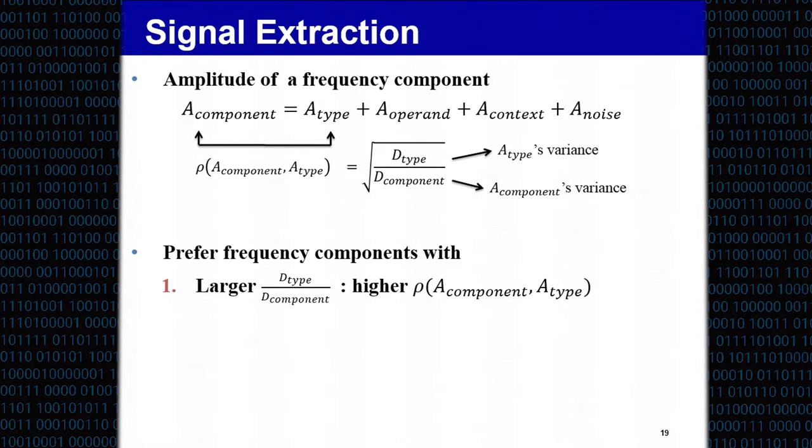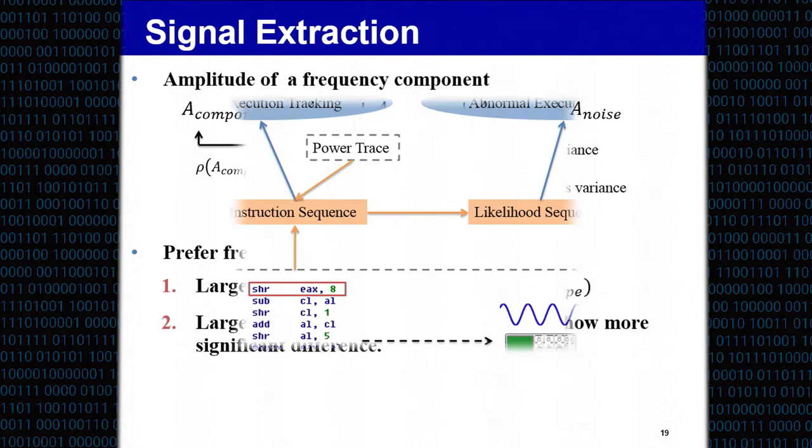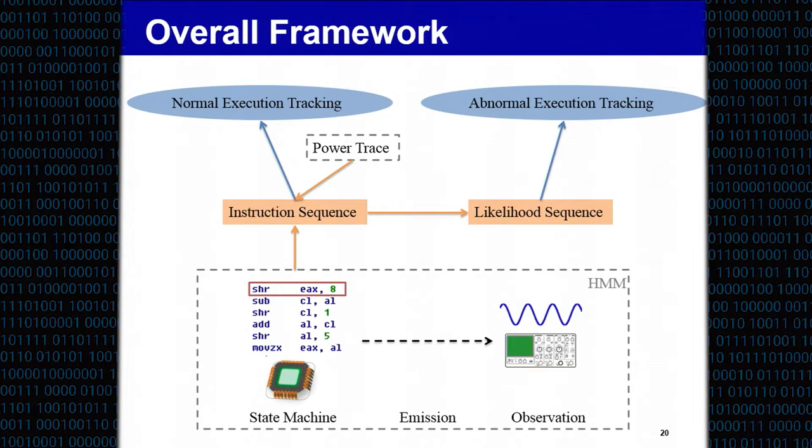First, it should have a larger D-type over D-component ratio, which means higher correlation. We also prefer frequency components with a larger D-type value, which means if the A-type variance is large, there are different instruction types, so a more significant difference on this frequency component. So they are easier to distinguish. With the above, we have finished our HMM design, and we are able to answer the normal execution tracking problem.